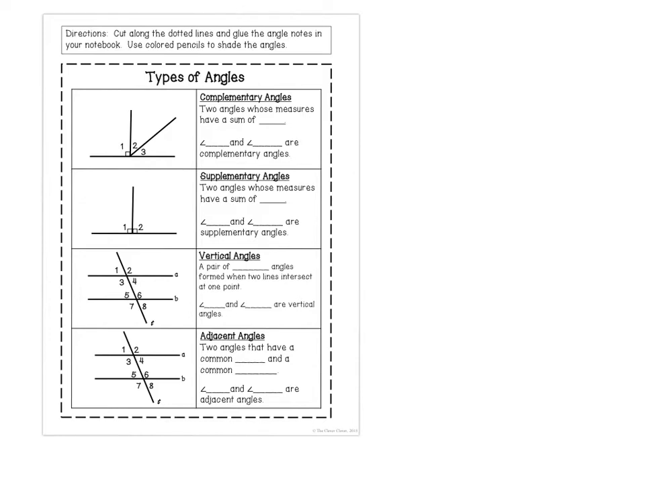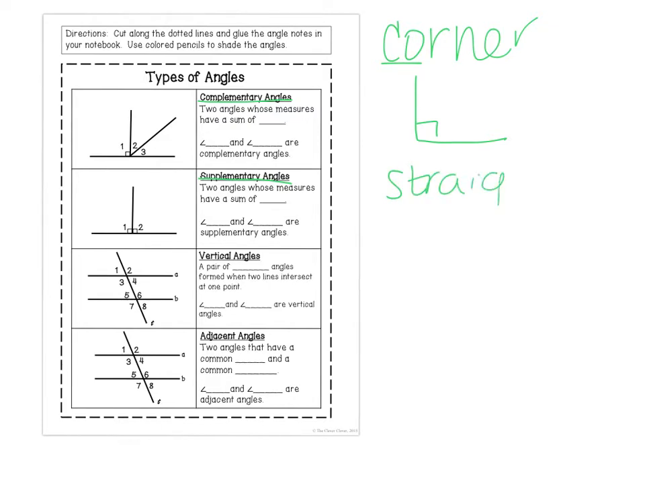So the first word is complementary and supplementary. You might have heard these words from last year. A lot of students confuse the two, so this is how I remember it. Complementary looks like the word corner. Complementary, corner. So corner makes a 90-degree angle. And supplementary, I think of as straight, right? S for supplementary, S for straight. It makes a straight line, which is 180 degrees, and a corner makes a 90 degree.